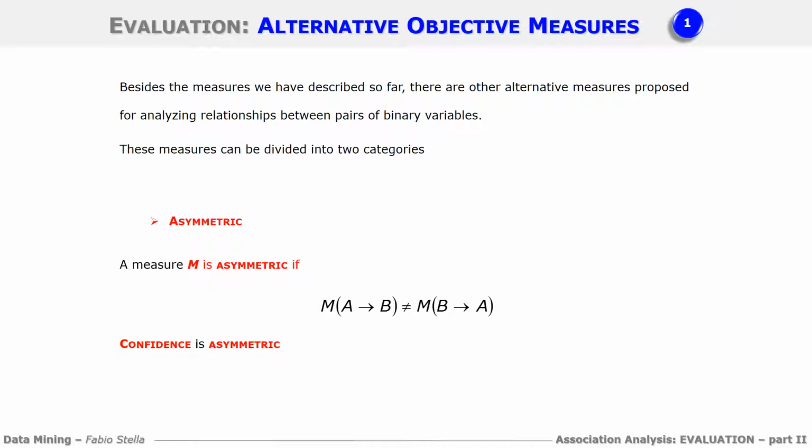Indeed, confidence is an asymmetric evaluation measure, because by definition the confidence of the association rule A implies B is equal to the ratio of the support count of A joined B divided by the support count of A. This in general is different from the support count of B joined A, which is equal to the support count of A joined B, divided by the support count of B, which in general is different from the support count of A. And we know that by definition the support count of B joined A divided by the support count of B is equal to the confidence of the association rule B implies A. Therefore, we conclude that in general the confidence of the association rule A implies B is different from the confidence of the association rule B implies A.